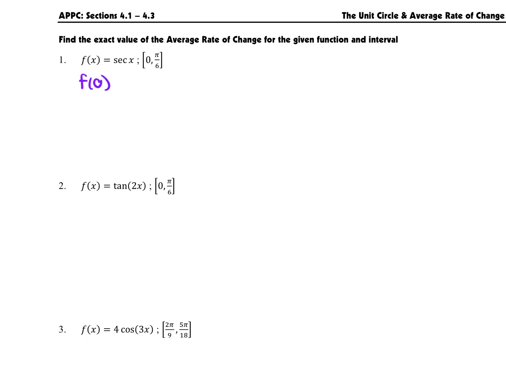So f of 0, we're evaluating this first one right here, is secant of 0. Now, those zeros sometimes get tricky. That means that it's a rotation of 0. So we're at that point on the unit circle. That ordered pair is 1, 0. So secant of a rotation of 0 degrees. This is the reciprocal of cosine. Cosine would have been the x-coordinate. The reciprocal of x is 1. So the secant of 0 radians or 0 degrees is 1. That means that I have the ordered pair 0, 1.